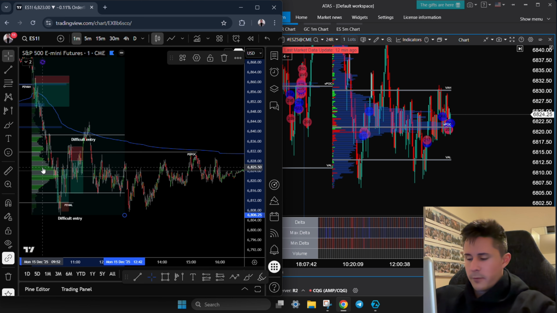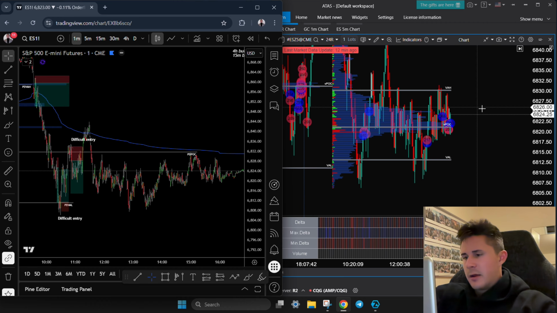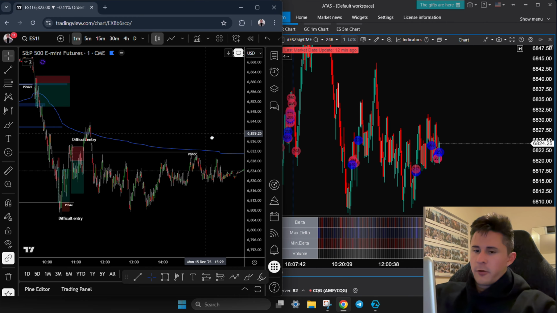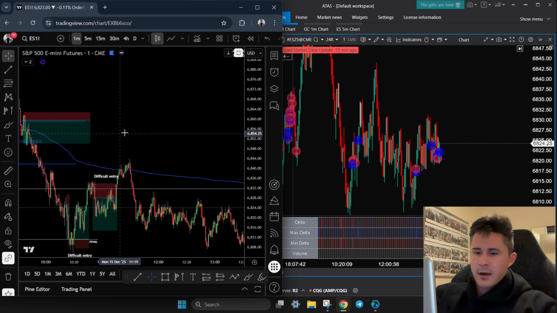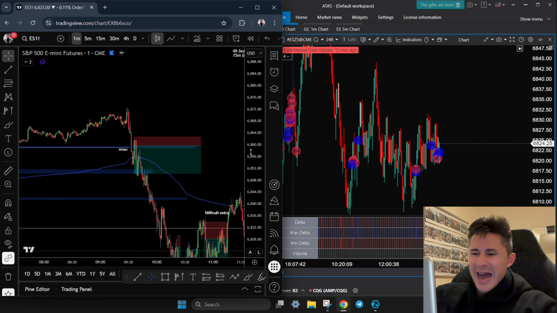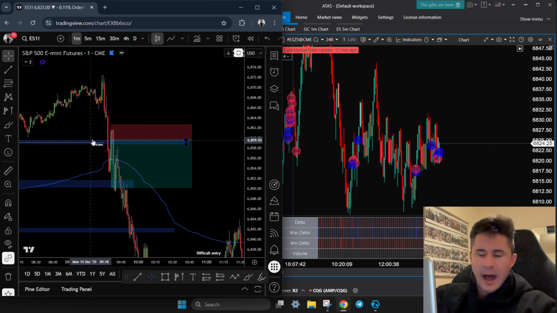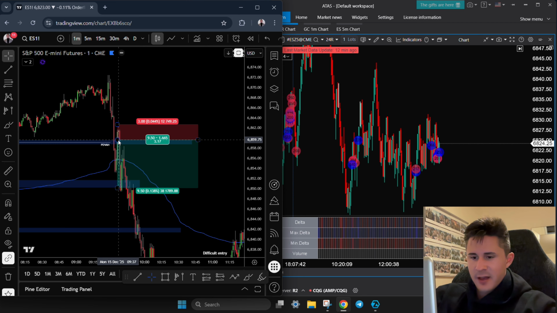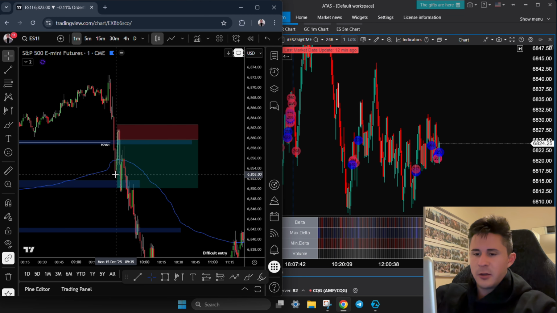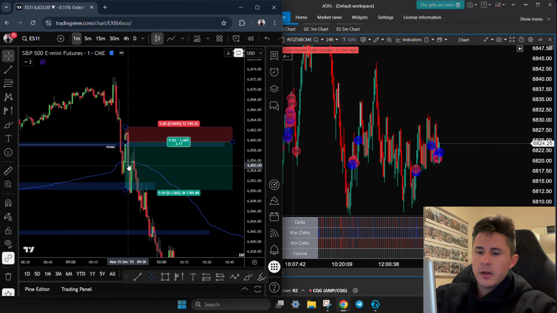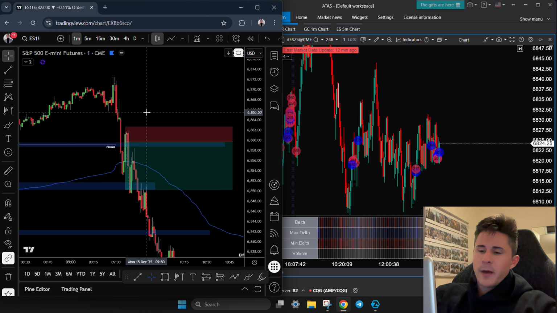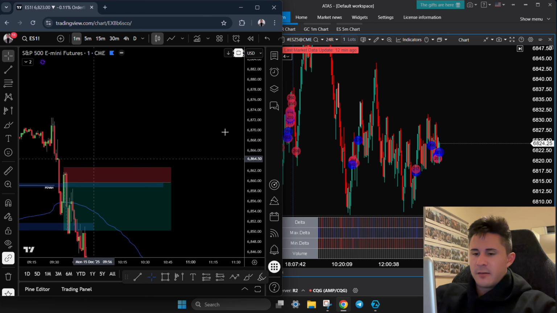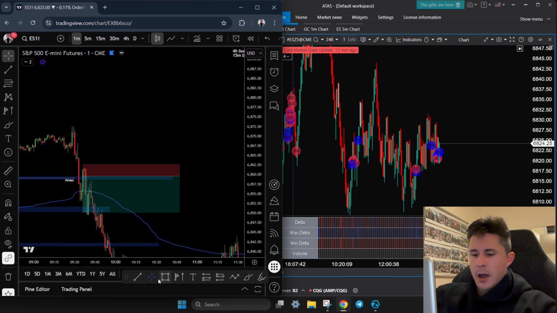So let me remove the one from 9:30. And I'll remove this one too here. So first of all, I want to break down what happened exactly here at 9:37. At 9:37, when price reached the previous day value area high, came under it, you could have expected a break and retest. Now, I want to show you something.